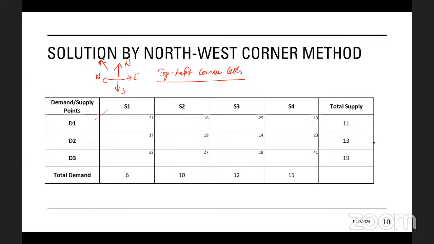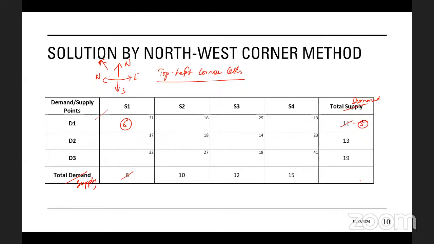Now if we start with the cell D1S1, we can see the total supply here is 11. So we could make an allocation of 11 over here, but we have a demand constraint of 6. So we can make an allocation of 6 only. Once we make an allocation of 6, this supply strikes out. Actually, this will be total demand and this will be total supply. So this demand strikes out, and this supply is 5 remaining.